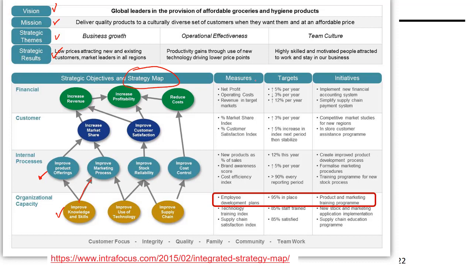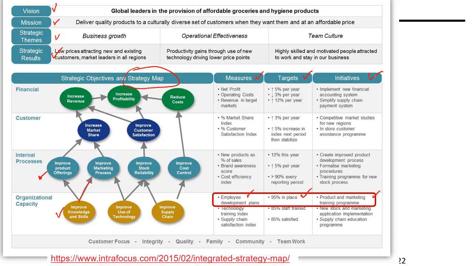Let's take an example to understand what measure, target, and initiative are. For instance, to improve the knowledge and skill of the employee, we need to have an employee development plan as a measure, as a way to achieve that. But what's the target? We want to have 95% of those plans in place. And what kind of initiative are you going to develop in order to get there? One is the product and marketing training programs that you're going to put in place in order to further develop your employees' knowledge and skill.